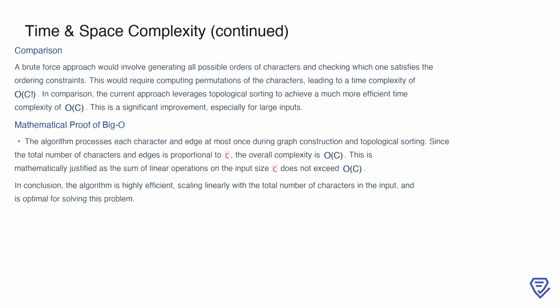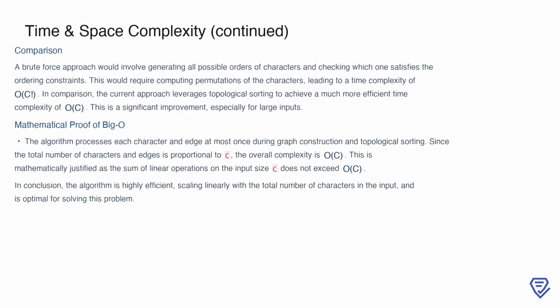This requires computing permutations of the characters, leading to a time complexity of O(C). In contrast, our current algorithm leverages topological sorting to achieve a far more efficient O(C) time complexity, which is a significant improvement for large inputs.